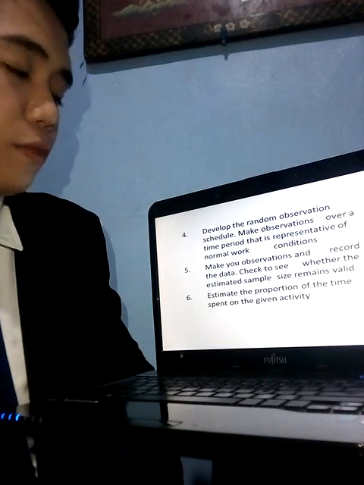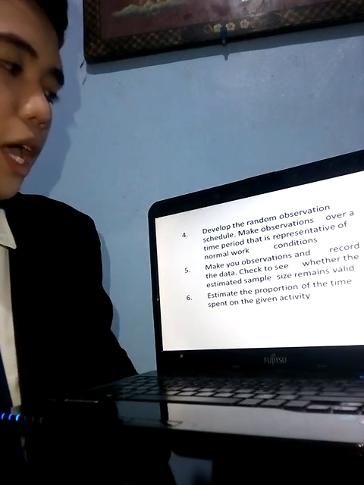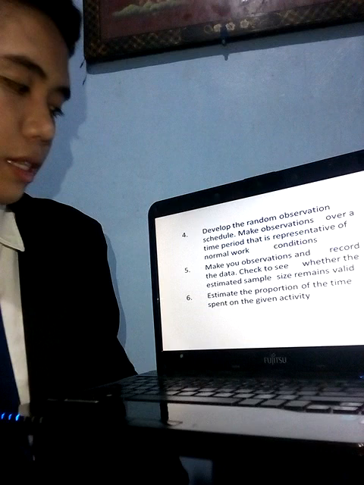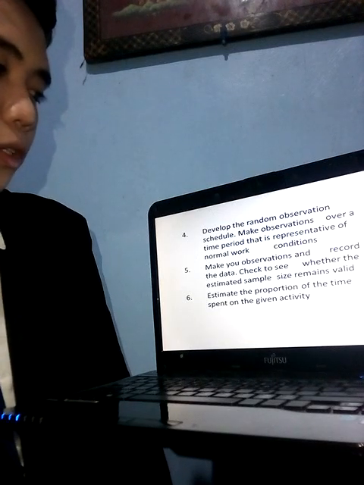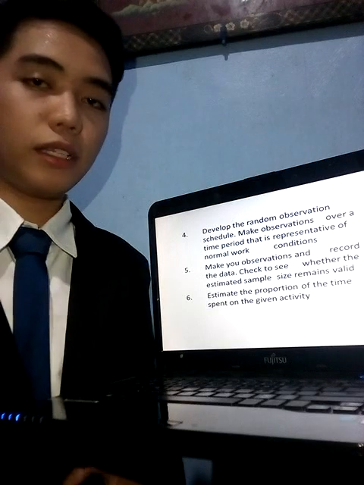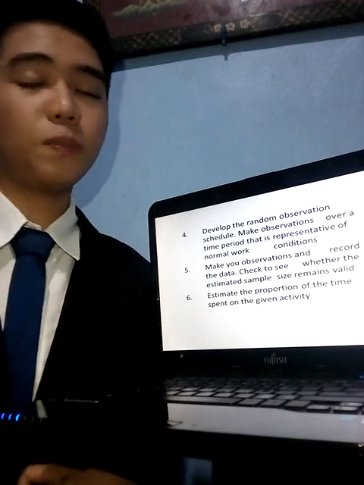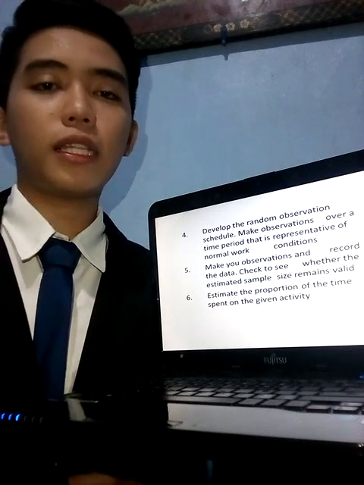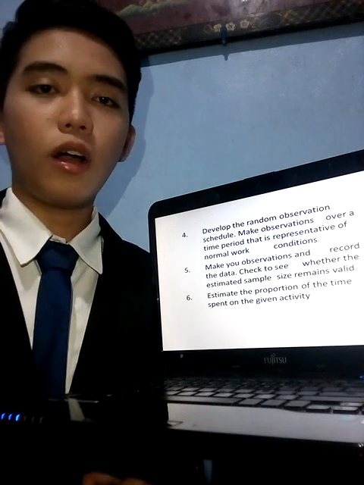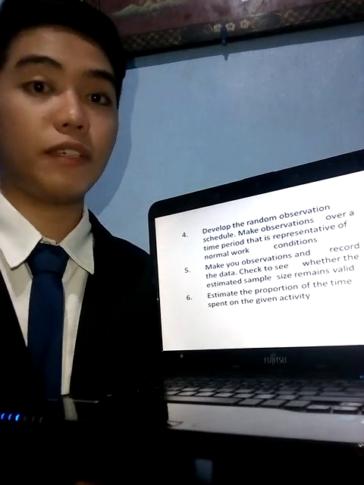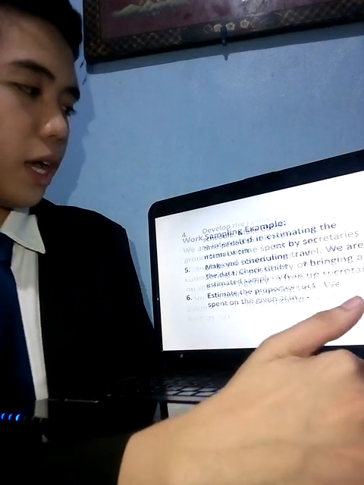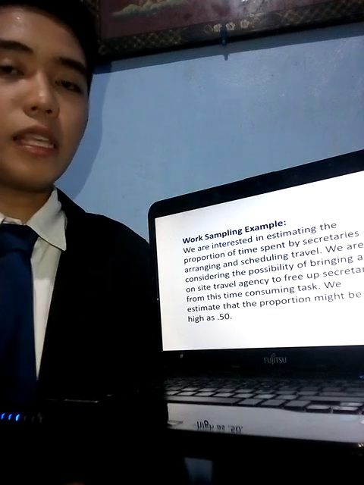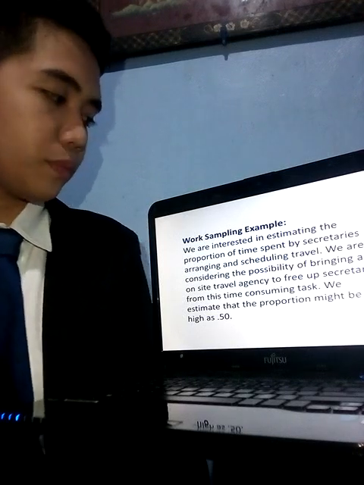Fifth, make your observations and record the data. Check to see whether the estimated sample size remains valid. Lastly, estimate the proportion of the time spent on the given activity. Those procedures are important to know for the technique of estimating the proportion of time a worker spends on an activity. So I have an example here.